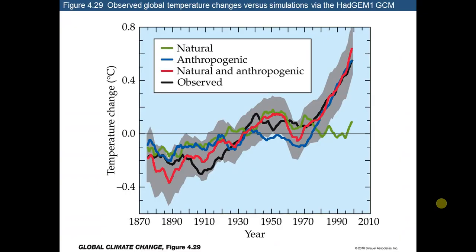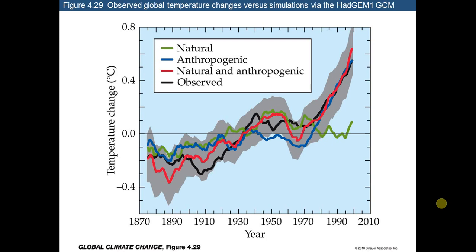Here are observed global temperature changes versus simulations using a certain global climate model called the HadGEM1. It's a United Kingdom global climate model, assuming only natural forcing factors in green, anthropogenic forcing factors only in blue, and both natural and anthropogenic forcing factors in red.